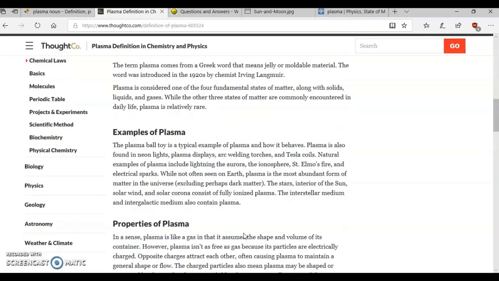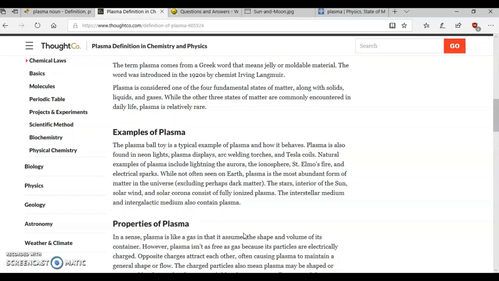Examples of plasma. The plasma ball toy is a typical example of plasma and how it behaves. Plasma is also found in neon lights, plasma displays, welding torches, and Tesla coils. Natural examples of plasma include lightning, the aurora, the ionosphere, St. Elmo's fire, and electrical sparks.